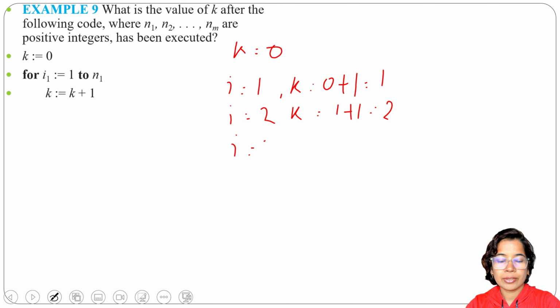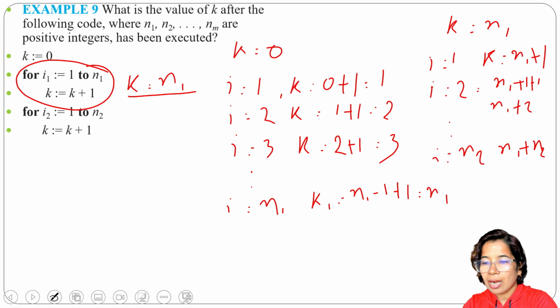Next, for I2 equals 1 to n2, k equals k plus 1. So initially k equals n1. For I2 equals 1, k will be n1 plus 1. Then for I equals 2, it will be n1 plus 1 plus 1, so it will be n1 plus 2. Like this, for I equals n2, it will be n1 plus n2. So after the second for loop, k equals n1 plus n2.